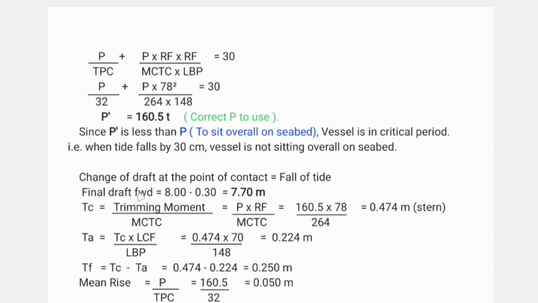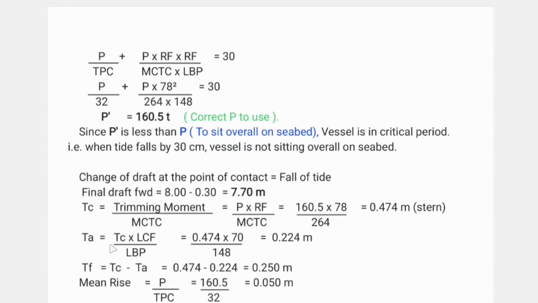Therefore, final draft forward is equal to 8 meter minus 30 centimeter, that is 7.70 meter. TC, we know, is equal to trimming moment divided by MCTC, which is P into RF by MCTC. That is 160.5 into 78 divided by 264, which is 0.474 meter by stern. This is the trim change, or change of trim, when the tide falls by 30 centimeter.